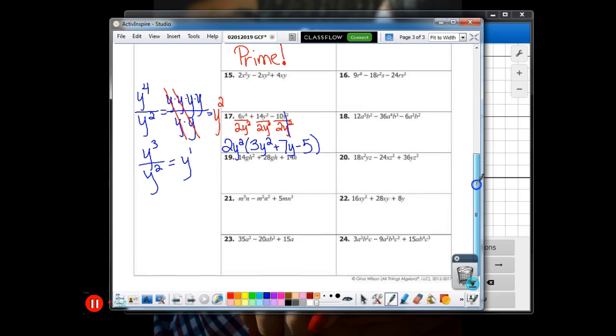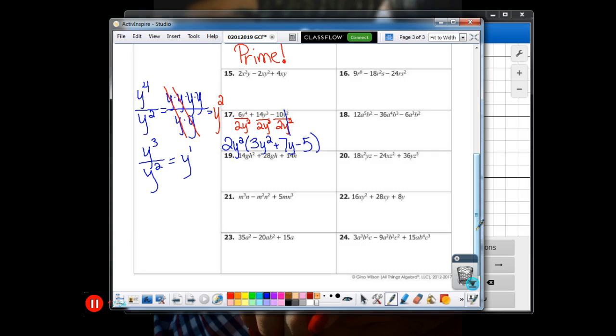Now, the last one I'm going to go over is number 21, and then you're going to be doing your assignment on Schoology. So number 21, I have a 1, a 1, and a 5. If you ever have a 1, that means you can only factor out a 1, so we can't factor out any numbers. We can only do variables. If there's no coefficients, you can't divide by a number like we did up here. Now we're going to look at the variables.